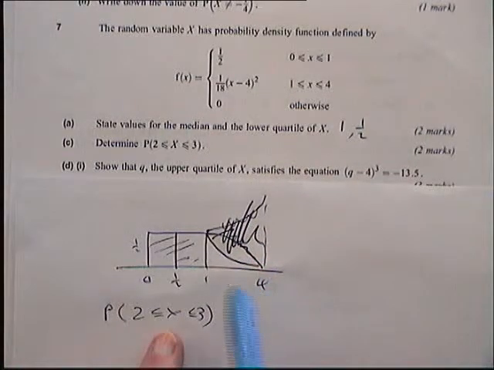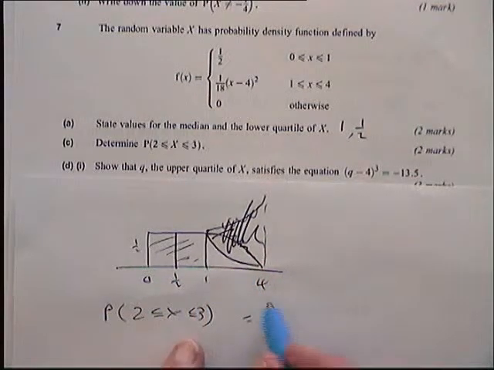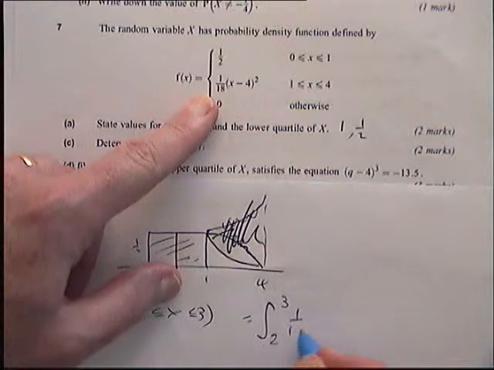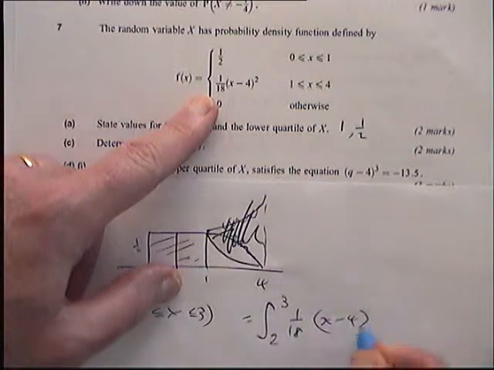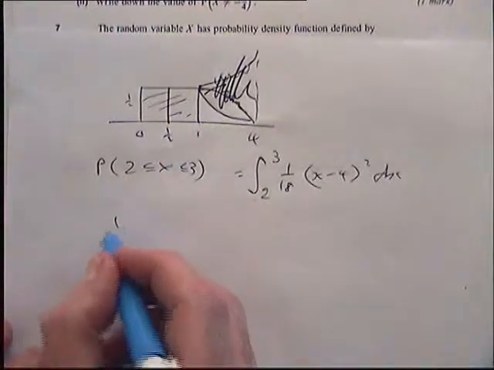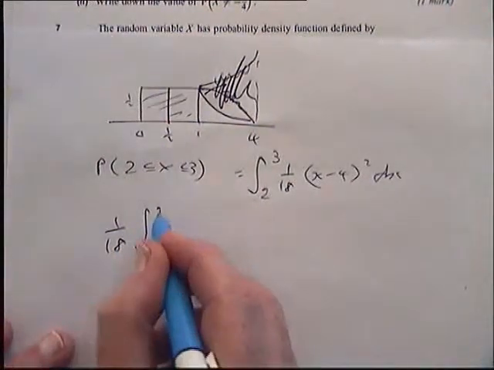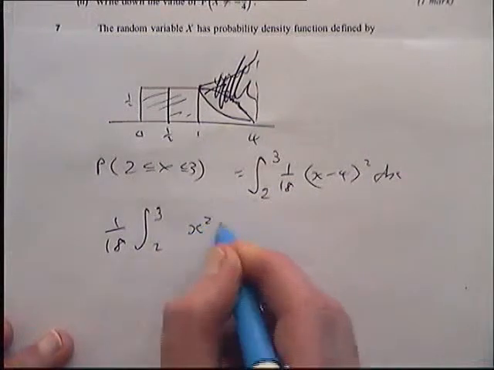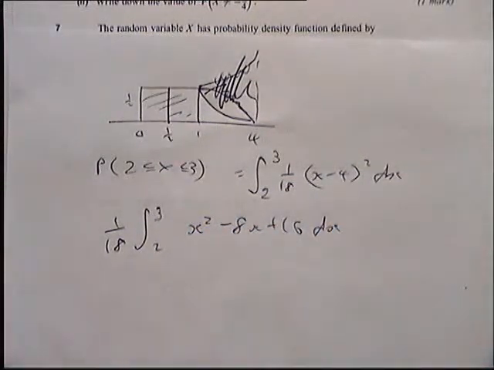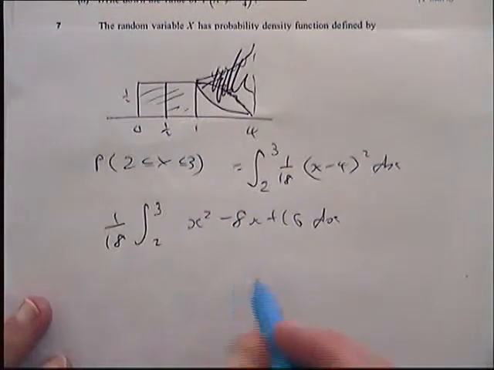Between 2 and 3, we know it's on this part over here, nothing to do with the rectangle over there, so it's integrating between 2 and 3 what our function is, which is this thing here, 1 over 18, x minus 4 all squared. If you're doing that integration, I would just take the 1 over 18 out straight away. I would be tempted to multiply out the bracket. You don't have to do it.